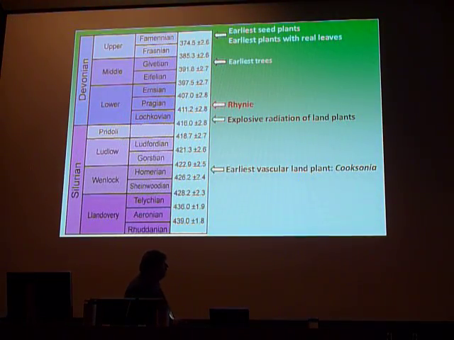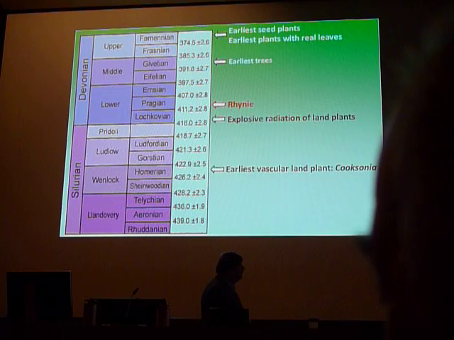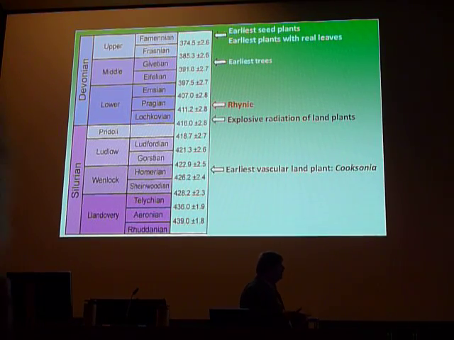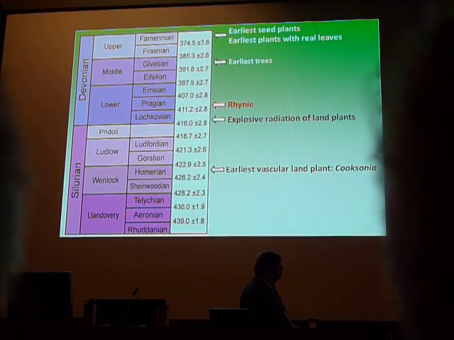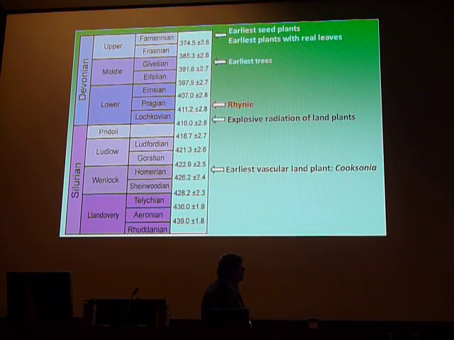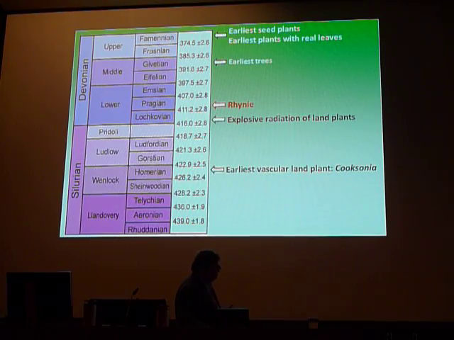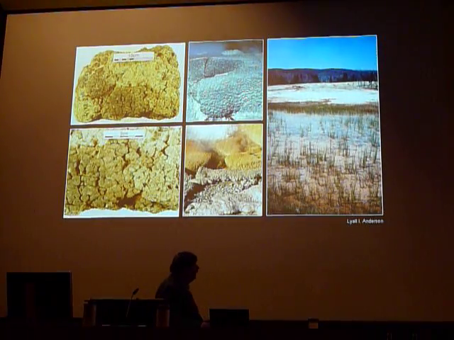So the age of the Rhynie Chert is about here, and the beginning of this Devonian marks the really explosive radiation of land plants. Here the earliest plants, and just after it the earliest trees, the earliest seeds, that places it all in perspective.